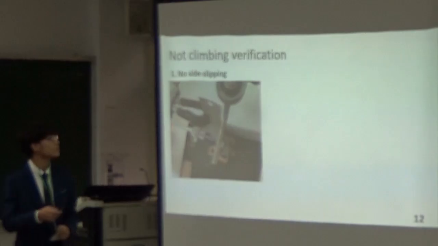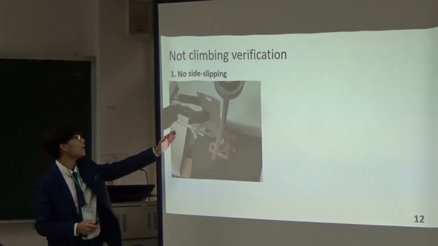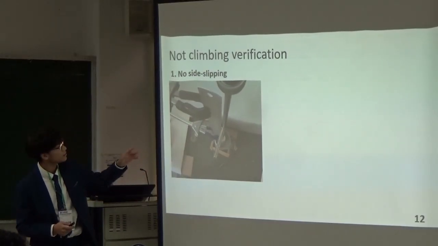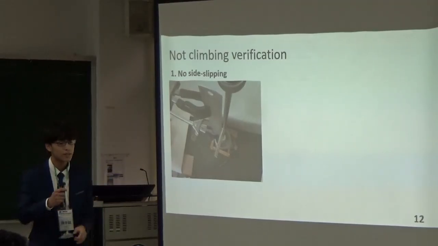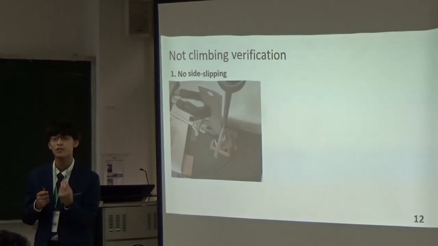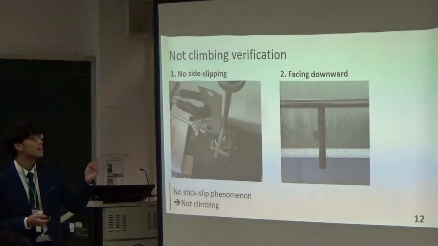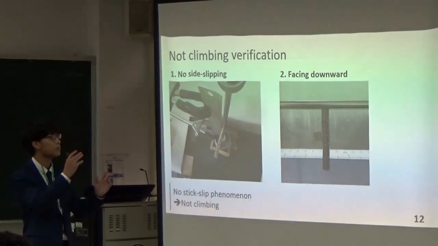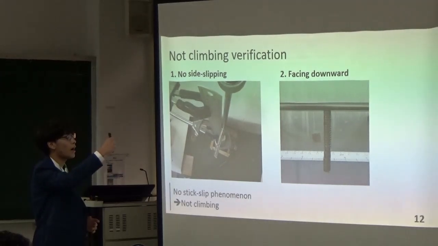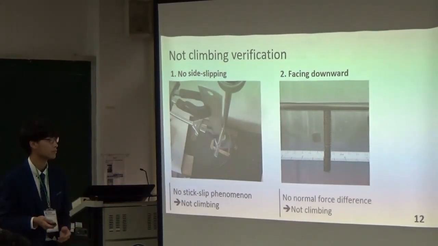And of course, we can have some clear verifications when it's not climbing. As we can see, when we have the roller really close to the ferromagnetic rod, it will not climb, and it may even start to fall down. This is because there's not enough space for it to have the stick-slip phenomenon, not enough space for it to slide. Also, when there's no normal force between the contact points, when the magnets are facing downwards, even if we spin the ferromagnetic rod at high speed, it will not climb up. So these are the proof.